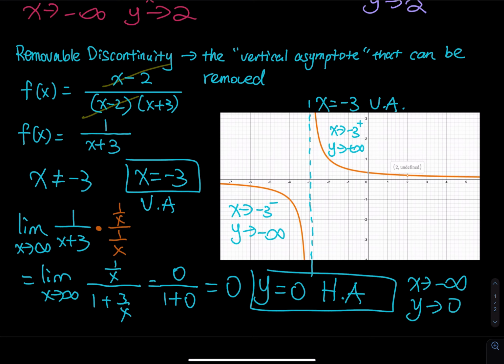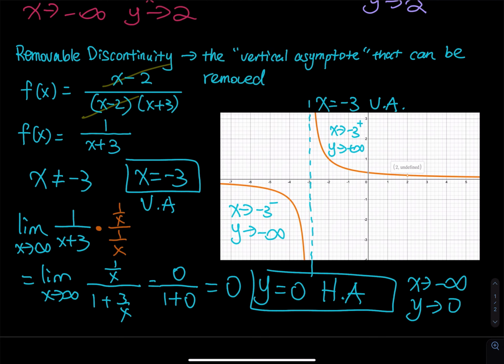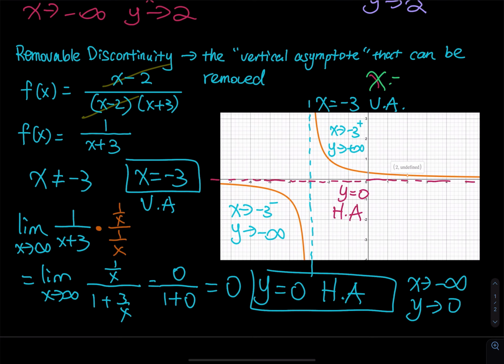So let me use a different color. Let me use red. So x equals 0, then you have this. So this is y equals 0, that is your horizontal asymptote. Hey, if you look at the beginning of the function, you have an x minus 2, right? It looks like we have x equals 2 as a vertical asymptote, but you just cancelled my vertical asymptote, so I don't see it anymore. Do you see this on the graph?